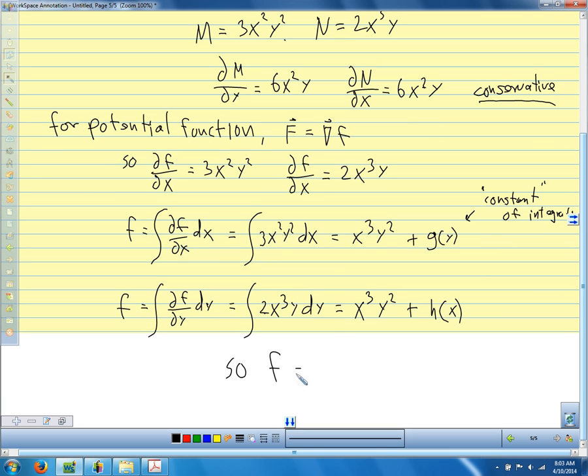So f equals x to the third y squared plus some scalar constant. What's that? K is just some constant, you could say C, I just called it K. And this is a scalar constant.